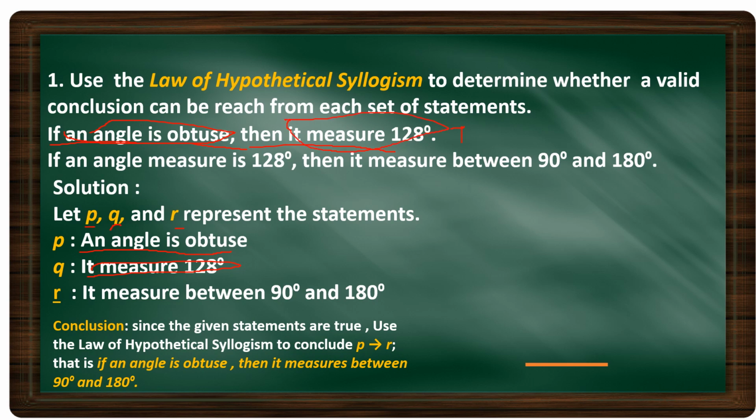Then, meron kasi dito tayong isang word na kung saan kinuha doon sa conclusion at saka sa hypothesis. That is, if an angle measures 128 degrees, then it measures between 90 and 180 degrees. So, yung concept, yung pinanggalingan ng statement number 3 ay nagmula sa statement number 1. Bakit bigla tayong nagkaroon dito ng in between 90 degrees and 180 degrees? So, ito po ang ating magiging R. It measures between 90 and 180 degrees.